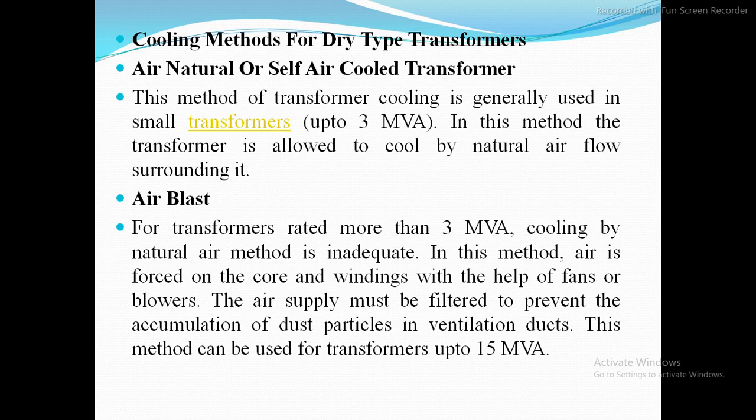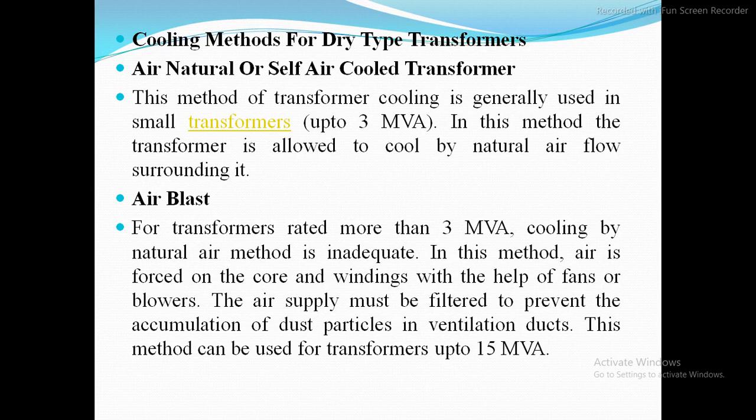Cooling method for dry type transformer: air natural, or self air cooled transformer. This method of transformer cooling is generally used for small transformers. The rating of the transformer is up to 3 MVA. In this method, the transformer is allowed to cool by the natural air flow surrounding it. And this type of transformer you can see in electronic devices, and also in some small applications.